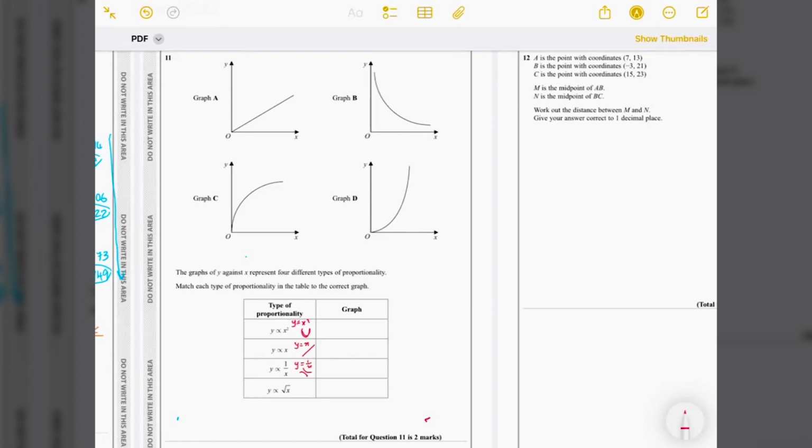So y equals x squared. Which one of them looks like a U shape? This one over here, graph D. So that is y equals x squared. Y is proportional to x looks like that one. So y is proportional to 1 over x is that weird one over there, graph B, because it doesn't touch 0, because x cannot equal 0 at the bottom. And then the last one is that one. So you end up with that.